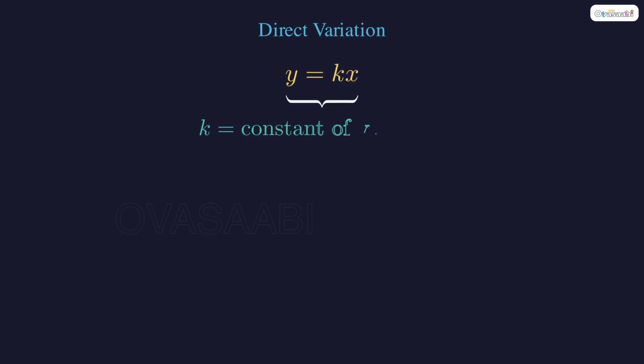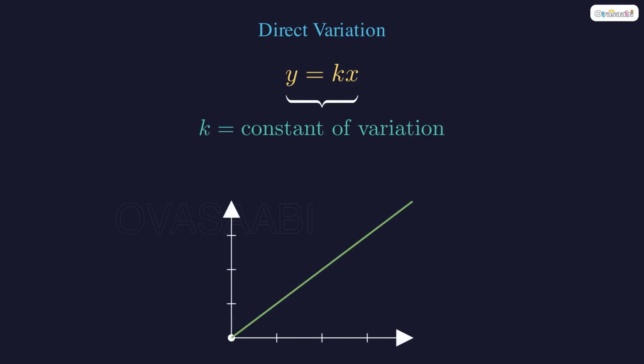In direct variation, y equals k times x. The letter k is the constant of variation. The graph is always a straight line through the origin.